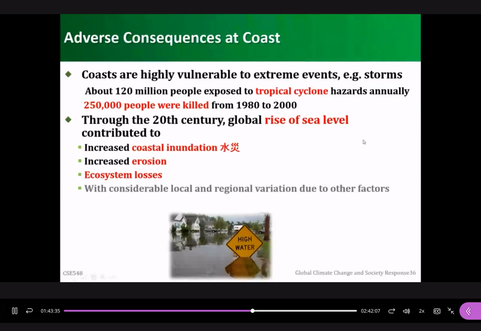Coastal inundation is the flooding from the rivers. Erosion is from the sea. Ecosystem loss is because in the coastal system there are many plants in the shallow water, and they work as a barrier between the sea and the coastal cities, such as the mangroves. If the sea level rises, the current ecosystem may be submerged beneath the sea.